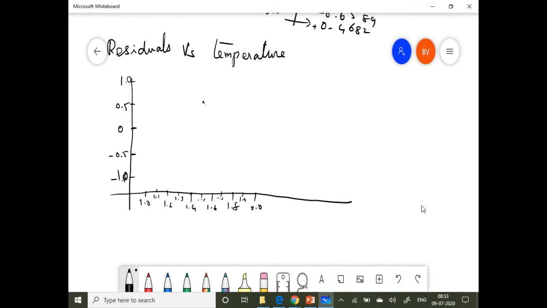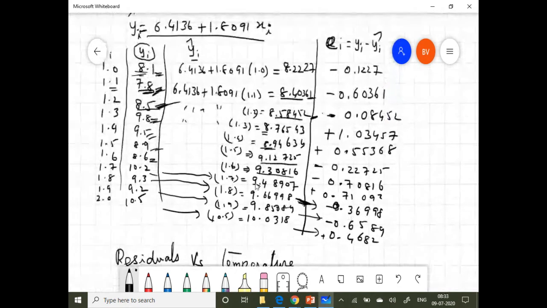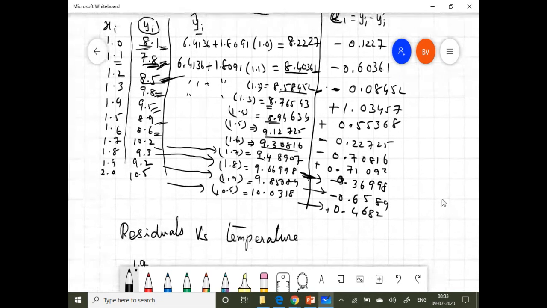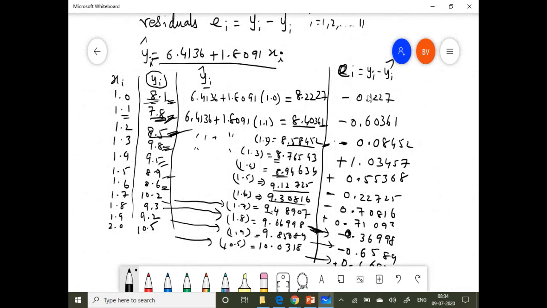X is 1.0. What is it? When x is 1.0, the residual is negative 0.122. Very close to 0. Negative 0.1 is very close to 0. So, first residual.